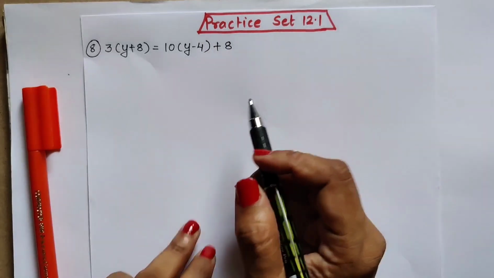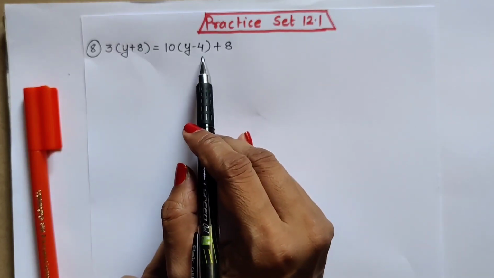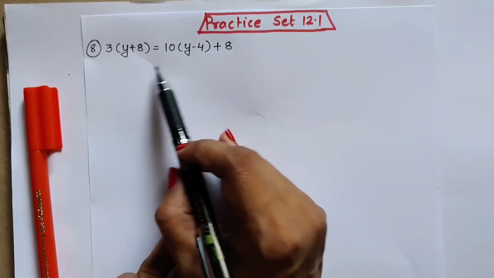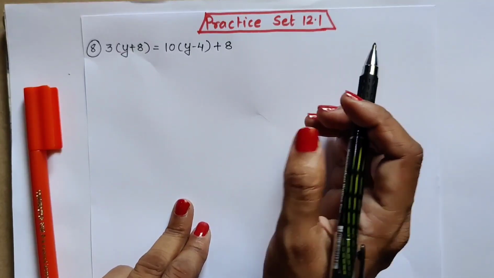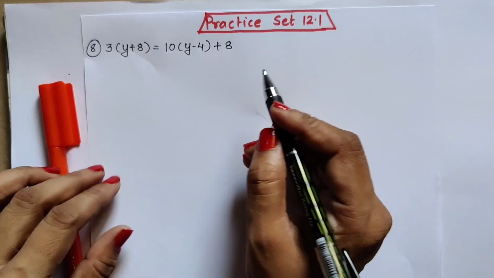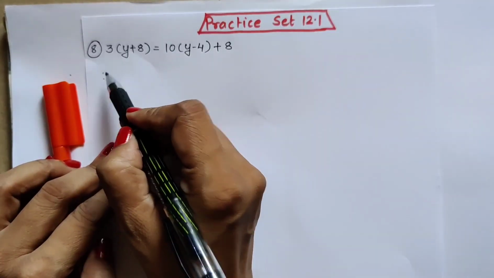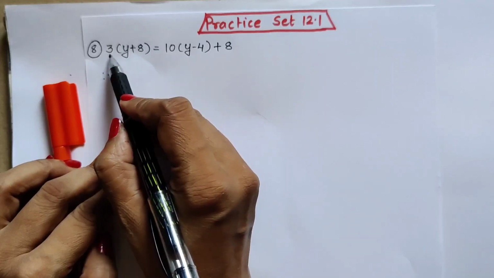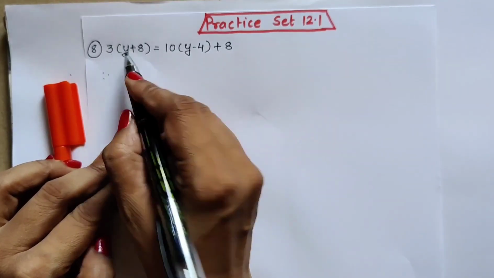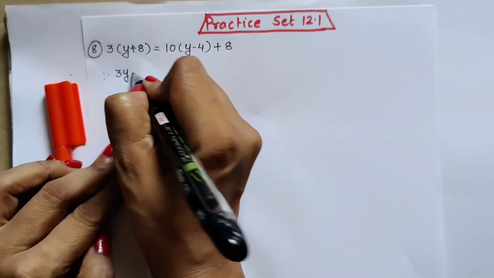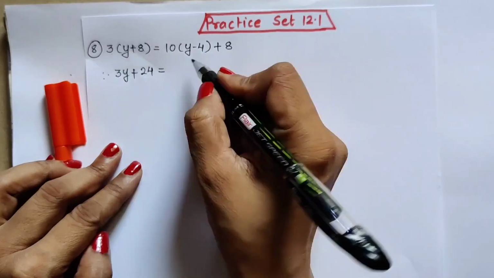Now see children, 8 sum: 3 into y plus 8 in bracket equals 10 into y minus 4 in bracket plus 8. So whenever brackets are there, we have to solve the brackets first, make the equation simple, and then we can solve the equation to get the value of the variable. So make the equation simple by solving the brackets. So 3 into y plus 8, that means we have to multiply this 3 to both the terms inside the bracket. So 3 into y is 3y plus 3 into 8, 3 8s are 24, is equal to.